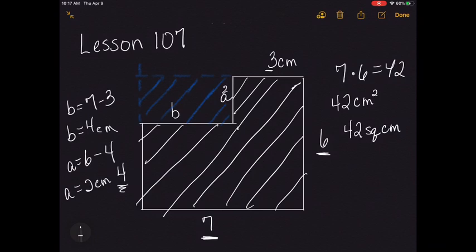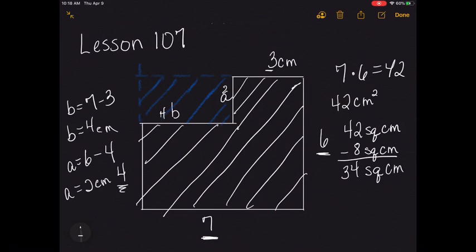So what we can figure out from that is that this area is 2 times 4. And 2 times 4 equals 8. So we subtract off 8. That is 8 square centimeters, right? And we end up with 34 square centimeters.